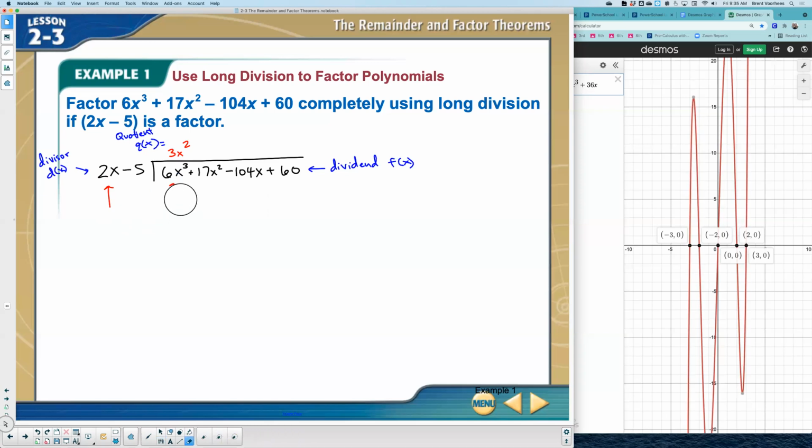So what do I do with that 3x squared? Now, I'm going to multiply both these values by 3x squared. So 2x times 3x squared is that 6x cubed. And then I multiply 3x squared times -5. So what is -5 times 3x squared? -15x squared. Now we're going to simplify.